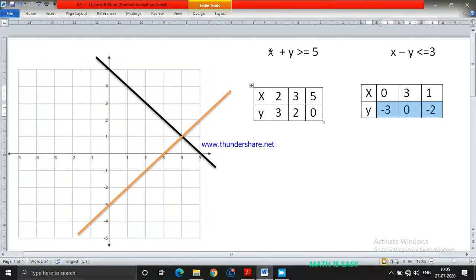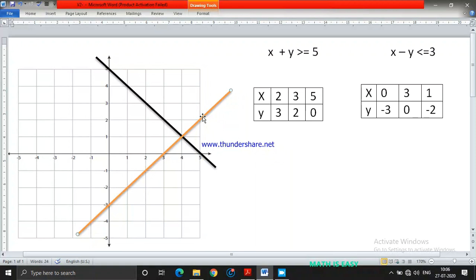Now for the equation x plus y equals 5, this black line represents the line of the equation. Let me hide this one. Now I have to find out whether it is greater than. Greater than generally takes the region above the line. So my solution set will be the region above this black line. The region below will not satisfy the inequality. If you want, you can check.